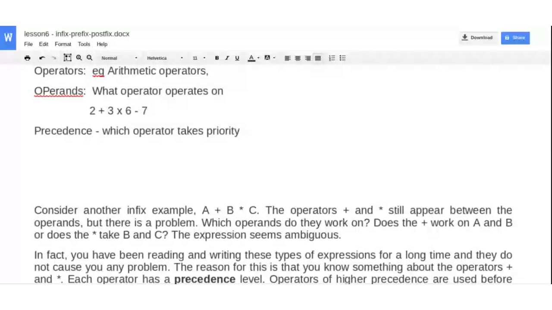If the operators are at the same precedence level, then the standard is that you deal with them.